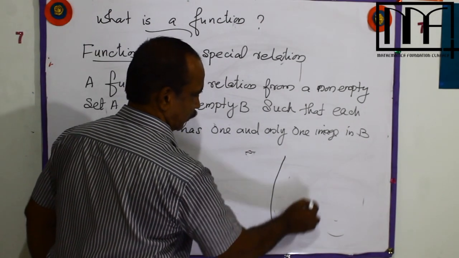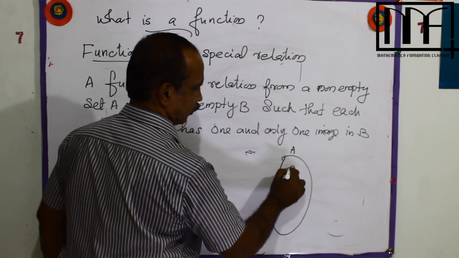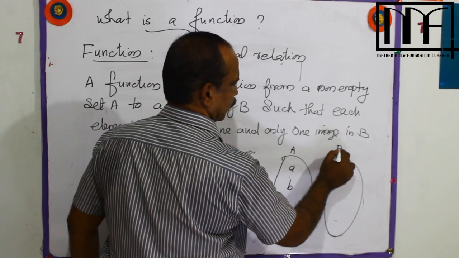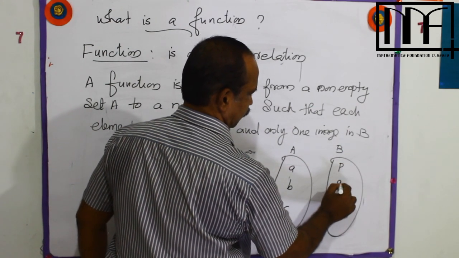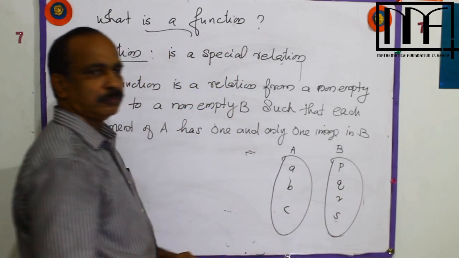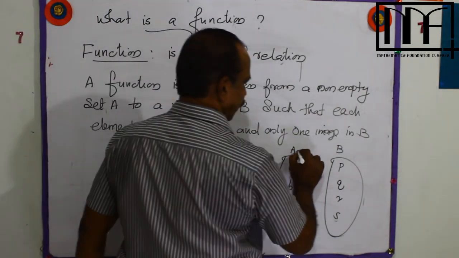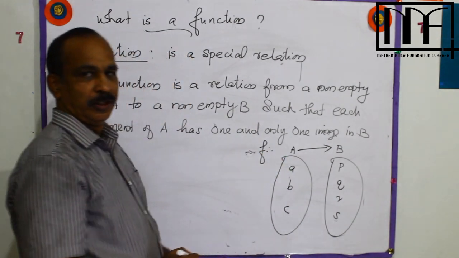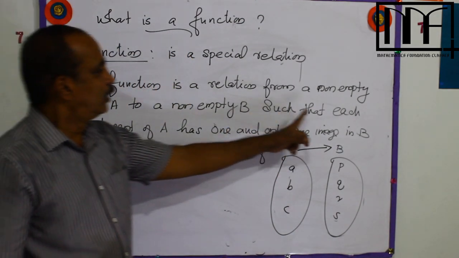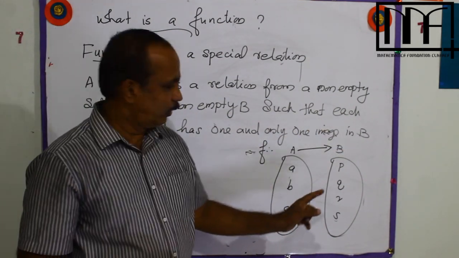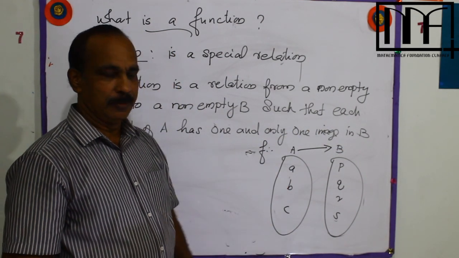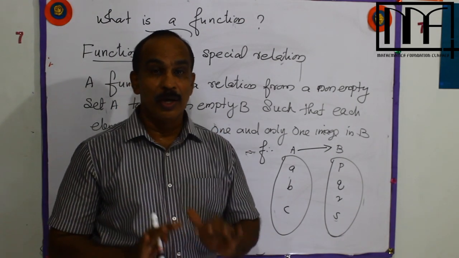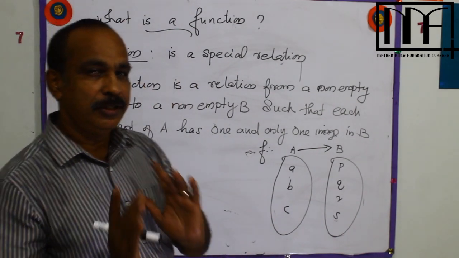For example, this is a non-empty set with elements A, B and C. B is another set, with elements P, Q, R, S. And this relation from A to B is a function. Each element of A, here A has three elements, has one and only one image in B.